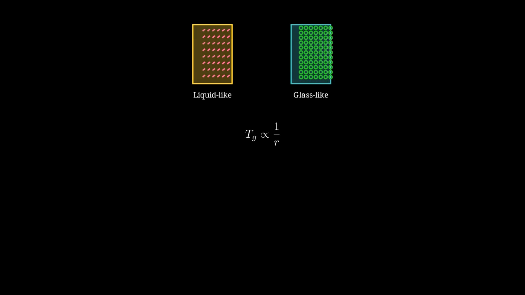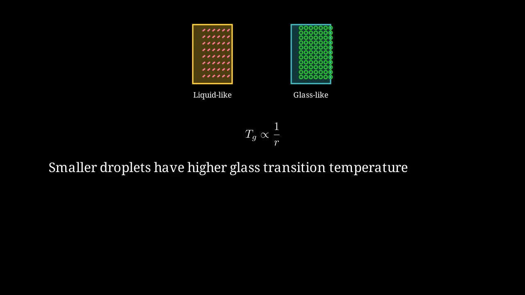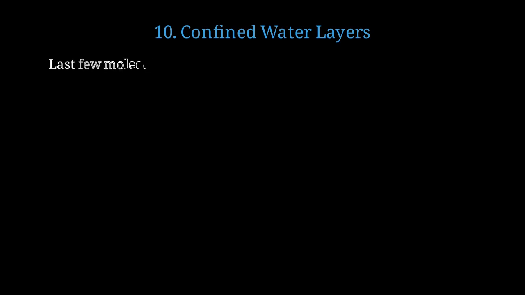The glass transition temperature increases inversely with radius for nanodroplets. This means smaller droplets can enter this glass-like state at higher temperatures than we'd expect. Another crucial factor is the formation of confined water layers. When only a few molecular layers remain, water exhibits completely different properties.